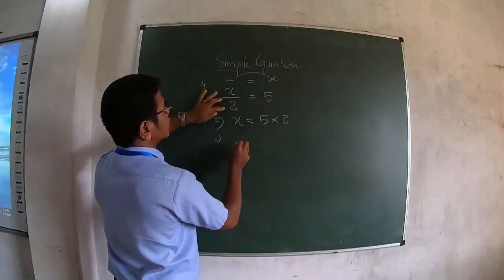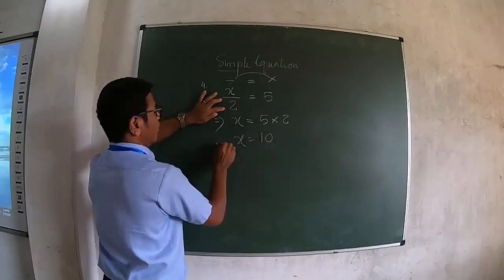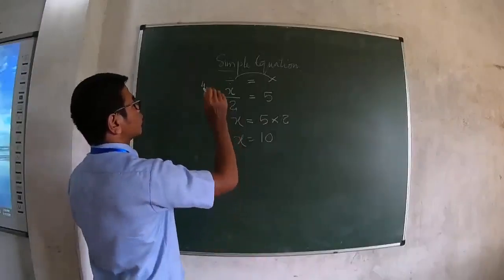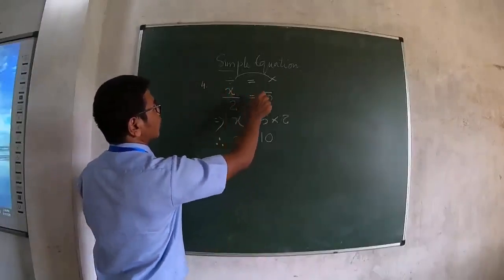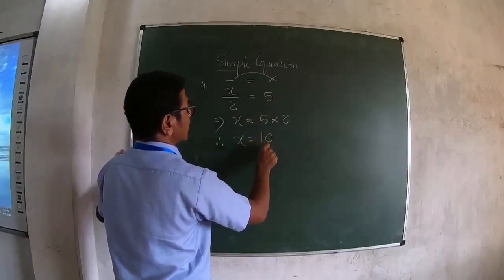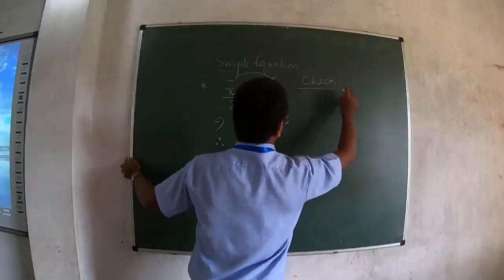Now we see that x equal to 10. That's right. x equal to 10. So we find the solution for x by 2 equal to 5. The answer is x, which is a variable, equal to 10. Let's check it.